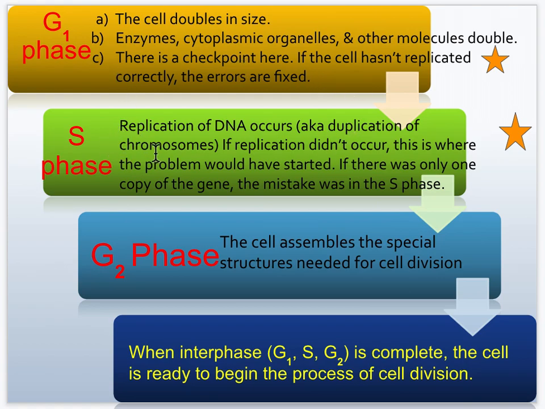In the S phase, there's replication of the DNA. If there's a replication problem of the DNA, you can blame it on the S phase. For example, if there's only one copy of a gene, then the mistake happened in the S phase.